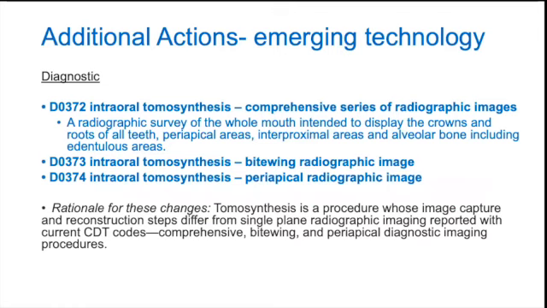Emerging technology necessitates new coding options as well. So in the additions this year, we're taking a look at these codes for tomosynthesis, which is a procedure that captures images from an array of focal spots utilizing a complex algorithm, and that differs from single plane radiographic imaging. It can now be reported using these codes for comprehensive bitewing and PA image capture. So those of you who may have adopted this technology have the ability to code it using these new codes.